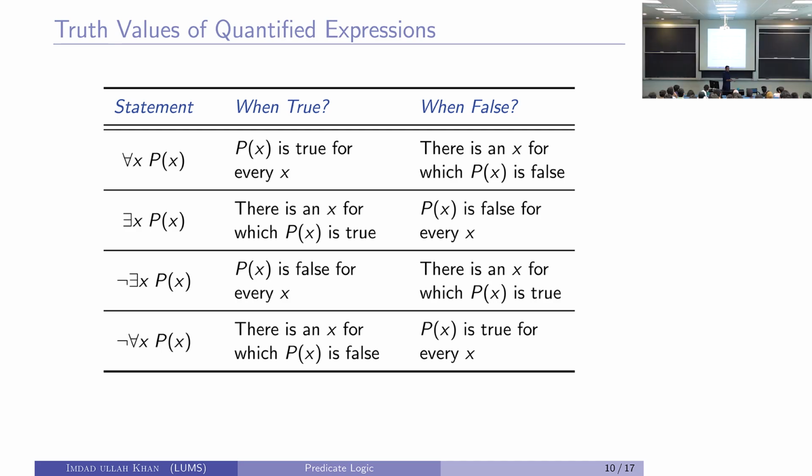And similarly, the negation of "for all x, p of x", when is it true? When there is at least one x for which p of x is false. Yes, this negation of "for all x, p of x", when is this true? It is true when there is at least one x.